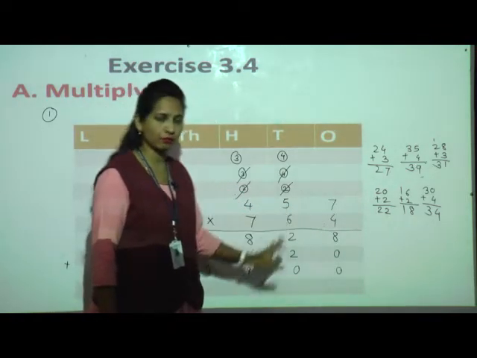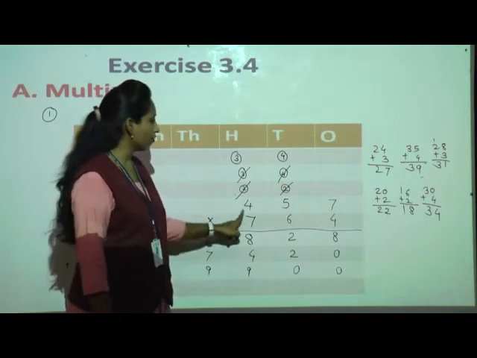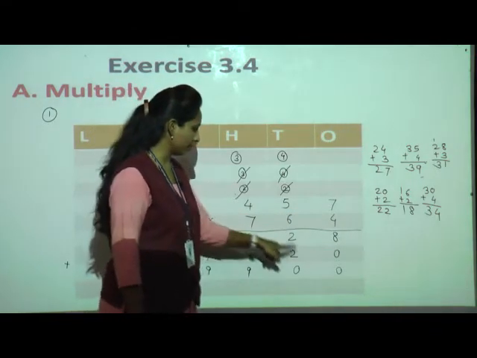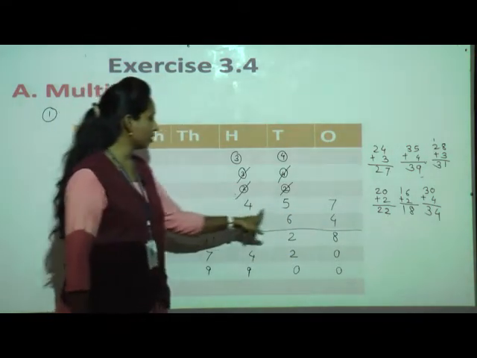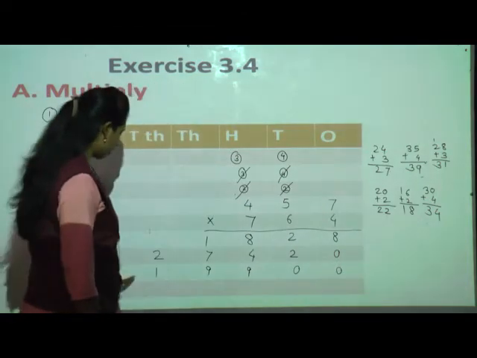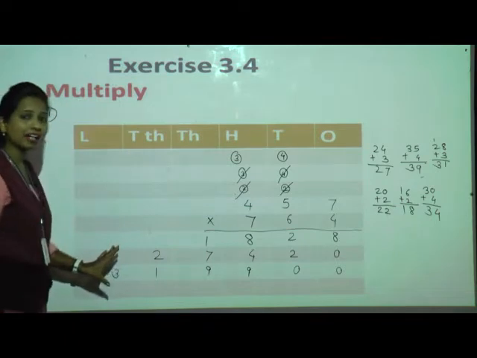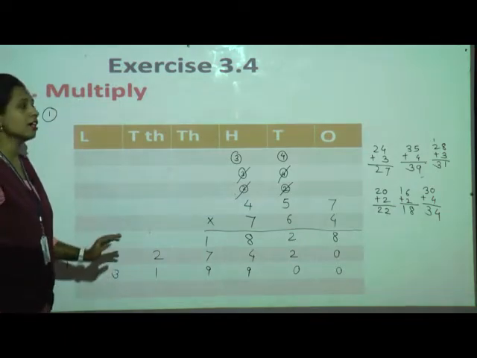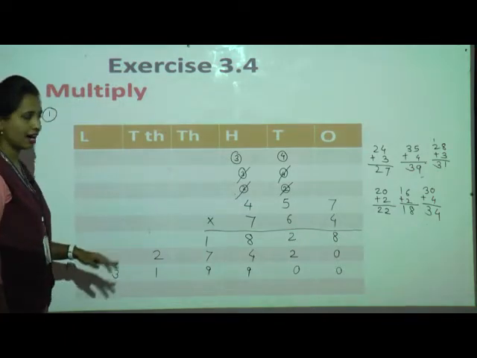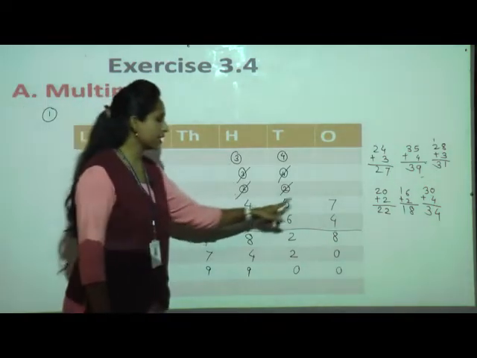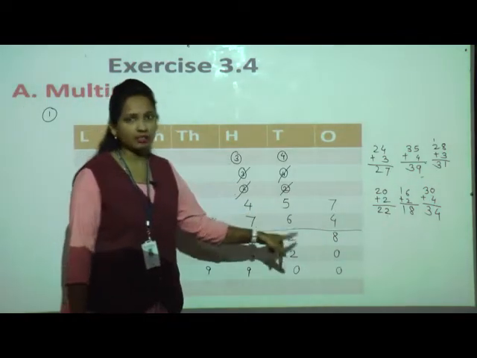457 multiplied by 4 is this product. 457 multiplied by 60 is this product. 457 multiplied by 700 is this product. Now when we add these products together, we will get the final answer of 457 multiplied by 764.